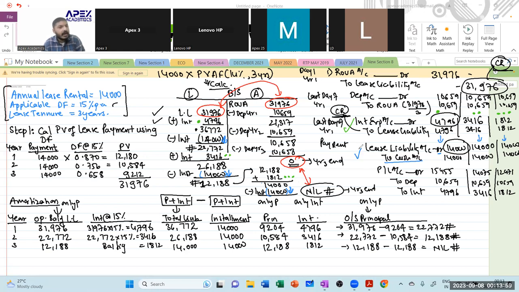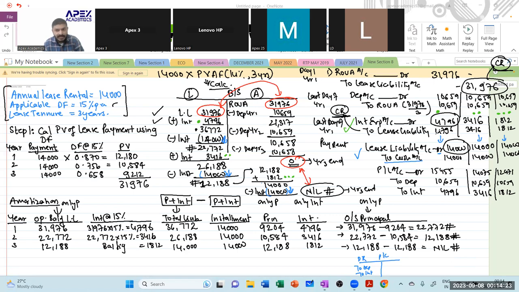Depreciation and interest are expenses. They have to be debited to P&L. Basically, in your P&L account, you write over here depreciation and interest. What is the journal entry? P&L account debit to depreciation and interest. Every year's interest and every year's depreciation I have transferred.